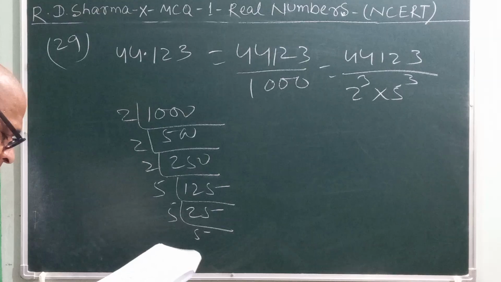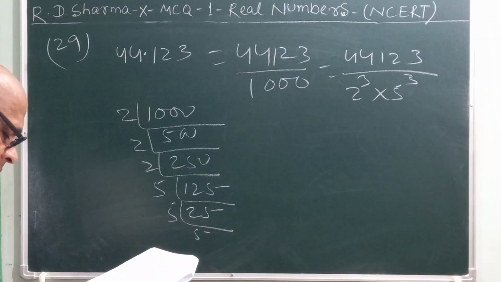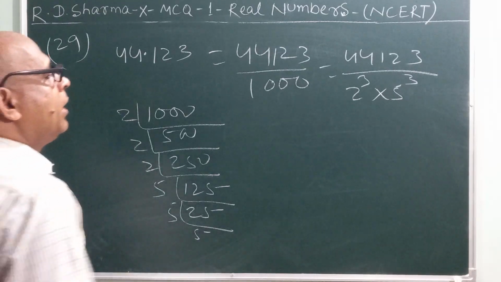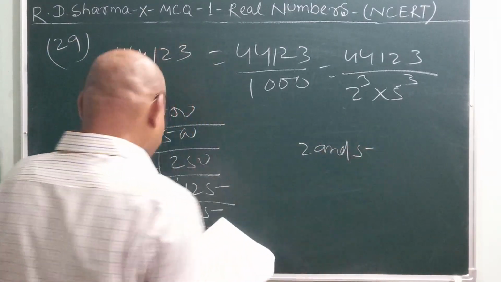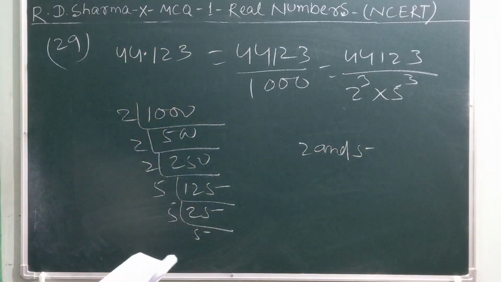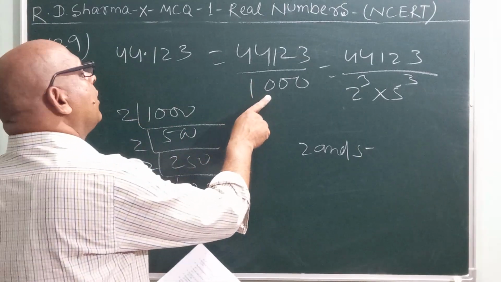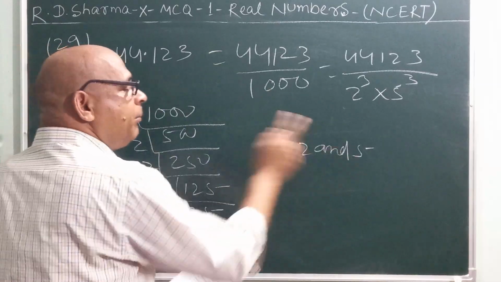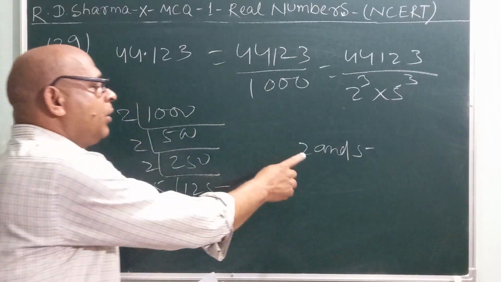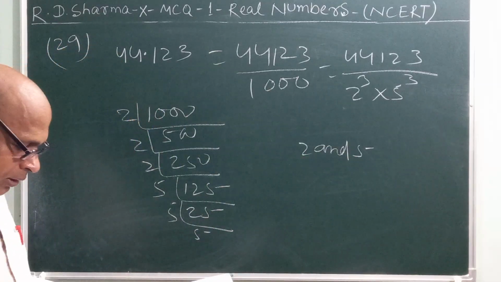Question 29. The prime factors of the denominator of this decimal number are 2 and 5. Answer C is the right answer.